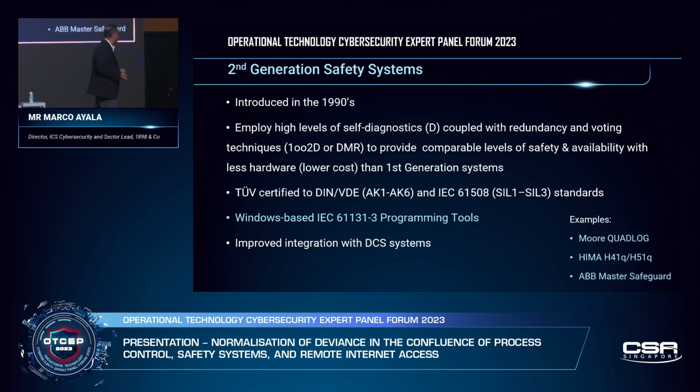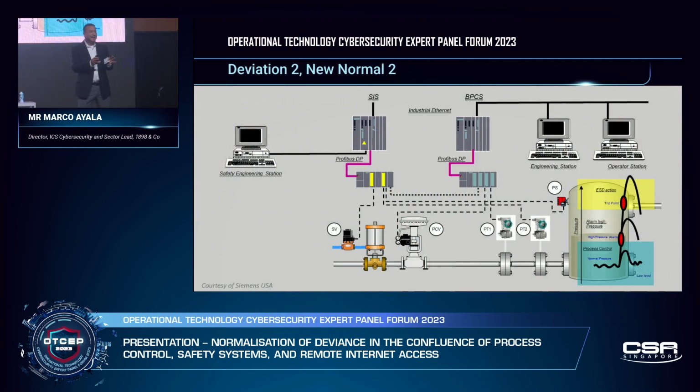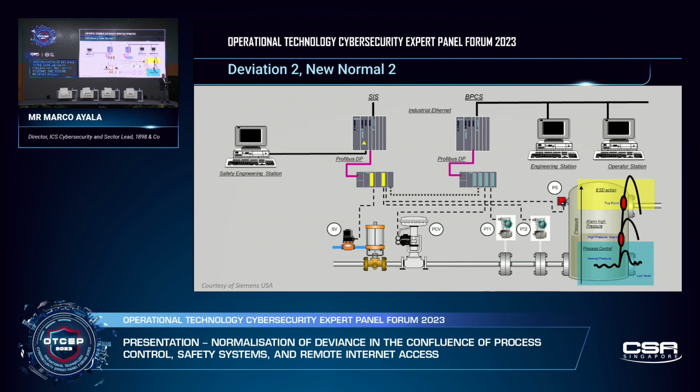There are some pictures or discussions there. There was the HIMA, the HIQuad 41, which I was able to work on at the plant sites I was at, but also the Moore Products Quadlog. So a lot of the systems at that time in the 1990s, within this Deviation 2, still had that independence, the independence of the safety system, which we were using at the time.